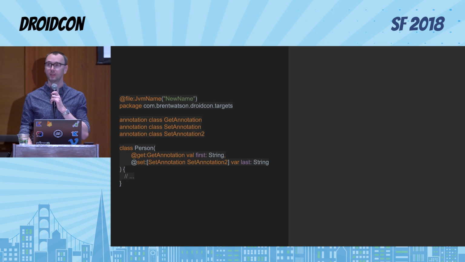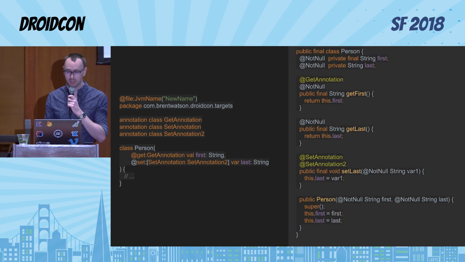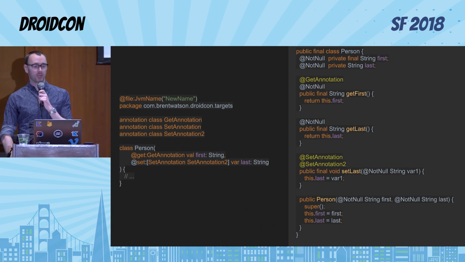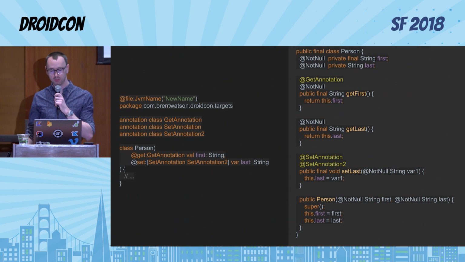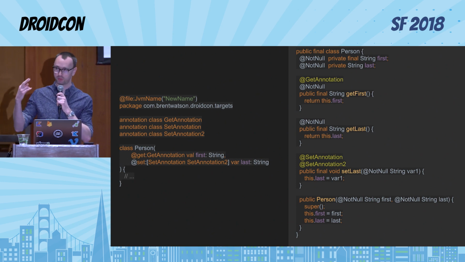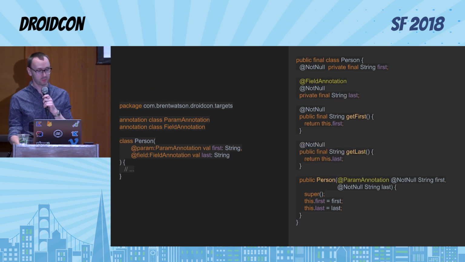All right, if we look at the Kotlin bytecode, decompiled back to Java, this should be as you would expect. This Person class has 2 private fields that are not annotated. The getter for first name has the get annotation. The getter for last name does not. The setter for last name has both annotations applied. All right, hopefully that was an easy one.